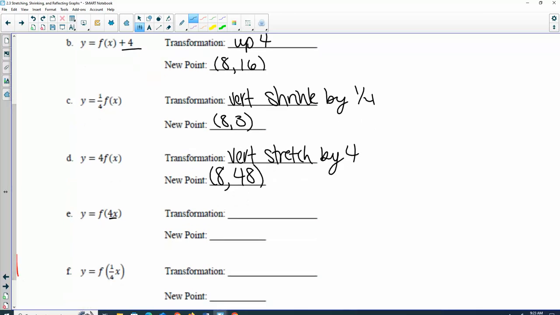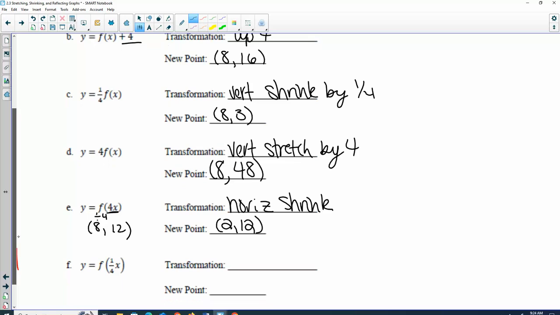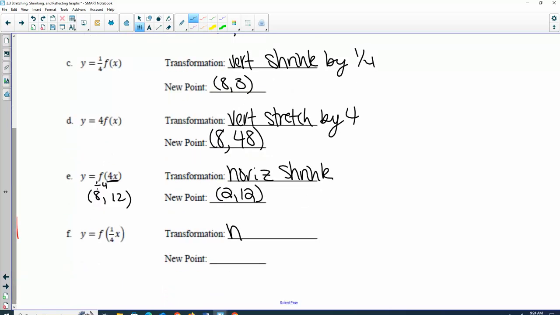Okay. This one's inside. Inside is x, so it's a horizontal. Does the opposite, so multiplying by 4 will shrink. Okay, says the opposite of what it says. So I take my point 8, 12, and I have to divide my x by 4, so it becomes 2, 12. All right, this one, inside, so horizontal. Does the opposite, so it's a stretch. So if I take my point 8, 12, inside changes the x, does the opposite. Opposite of multiplying by 1/4 is multiplying by 4. So the point becomes 32, 12.